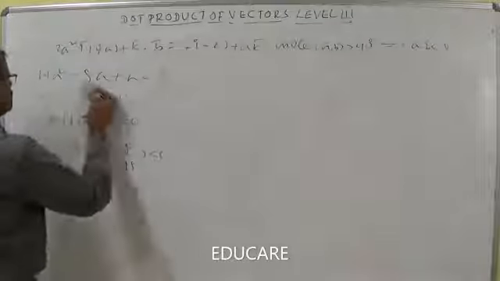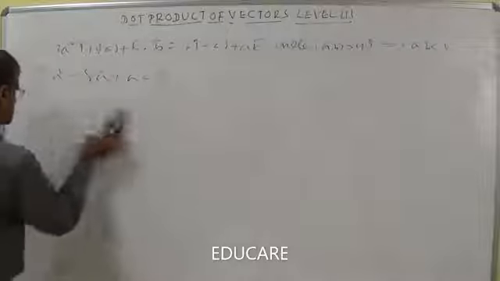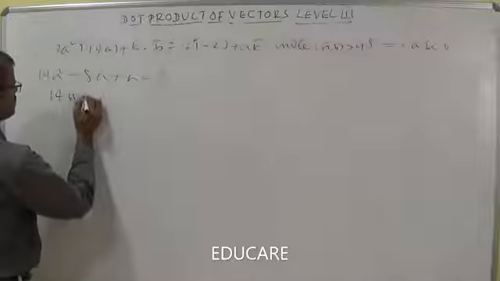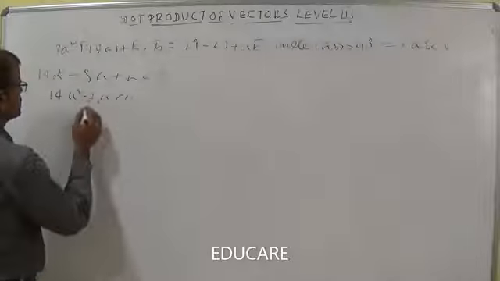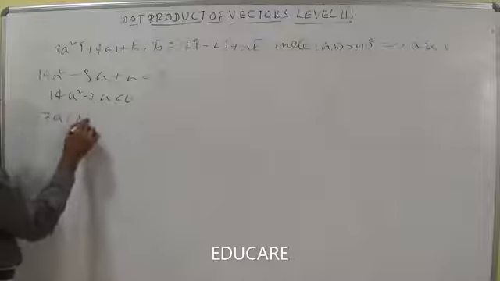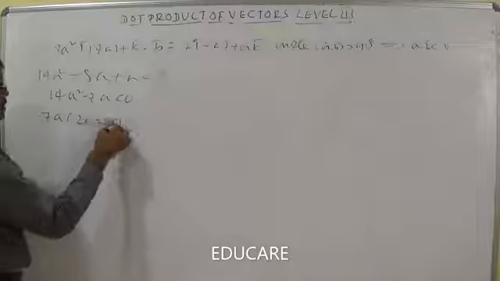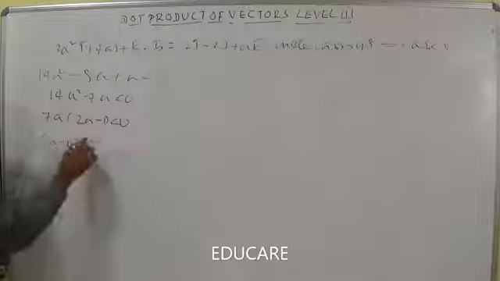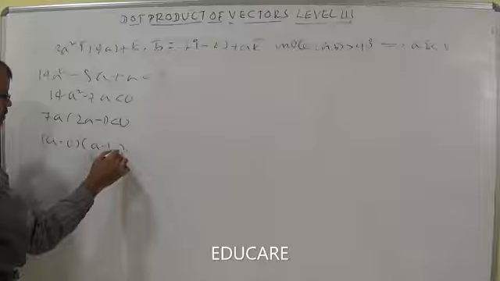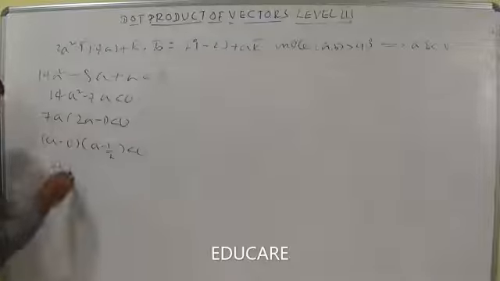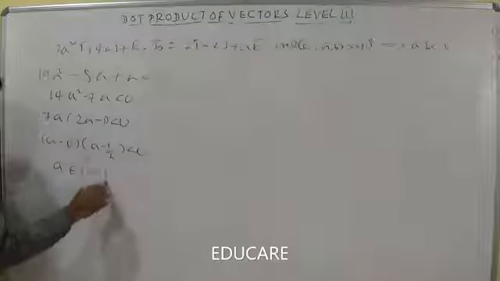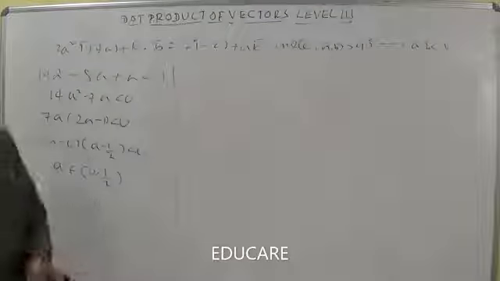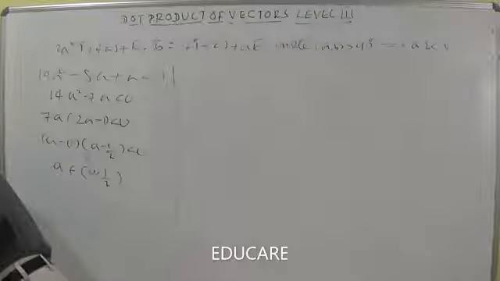14a square minus 7a less than 0. If you take out 7a, it is 2a minus 1 less than 0. So you can think of this as a minus 0 into a minus 1 by 2 less than 0. So a belongs to 0 comma 1 by 2. There is a second option, and he has also given a condition.